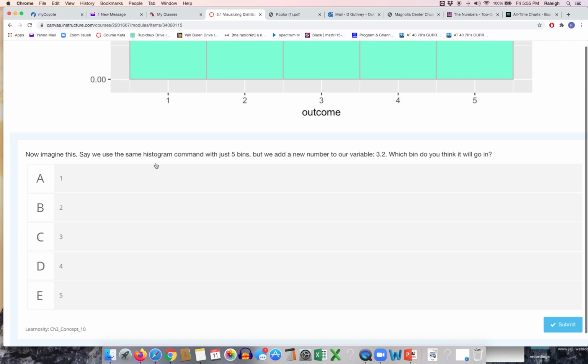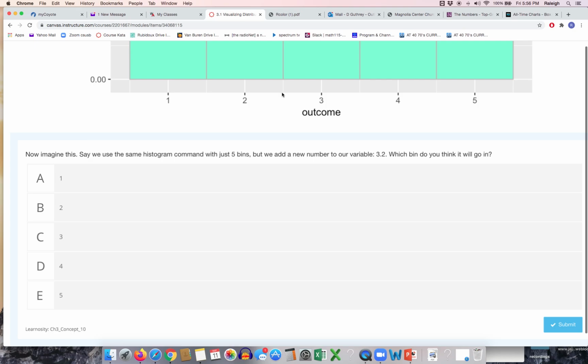Now imagine this. Say we use the same histogram command with just 5 bins, but we add a new number to our variable. What bin do you think it will go in? Well, this is where I take back what I just said. These are really not necessarily discrete numbers. They could be considered continuous numbers. So the numbers that are close to 3, you can kind of see where the boundaries would be as I kind of point you in the right direction.